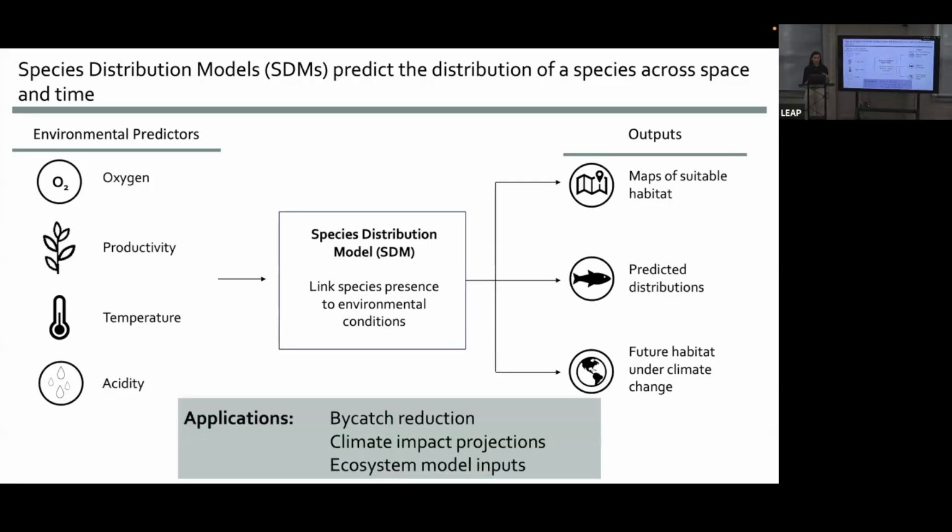They're used for a really wide range of purposes, including avoiding protected species bycatch, identifying regions for conservation, and projecting large-scale ecosystem shifts in the face of climate change. So these models are incredibly versatile and used across marine science and management.